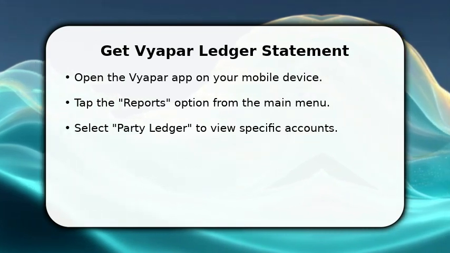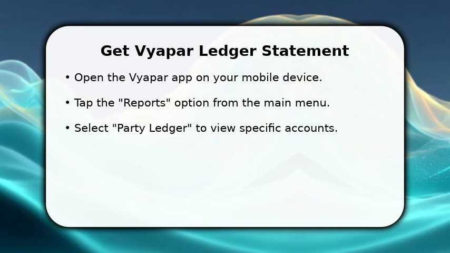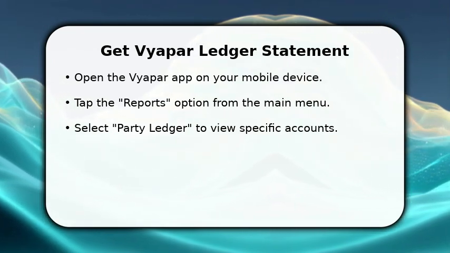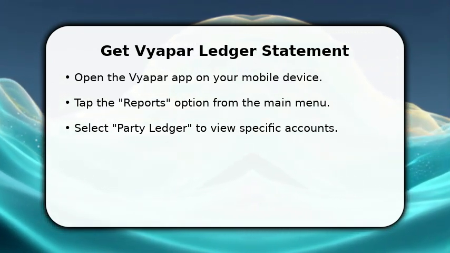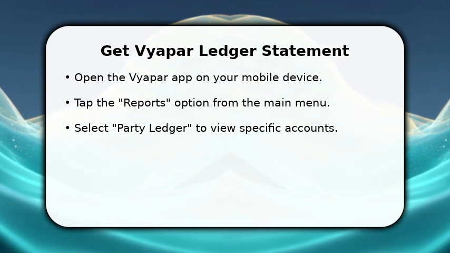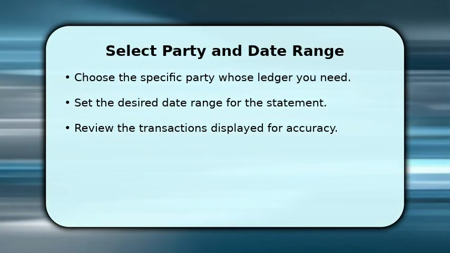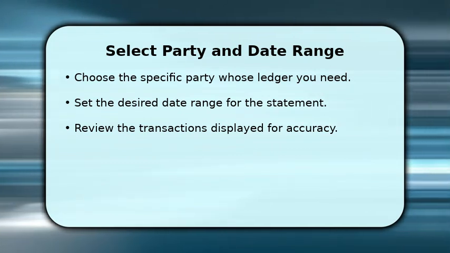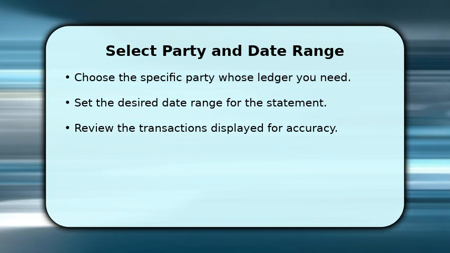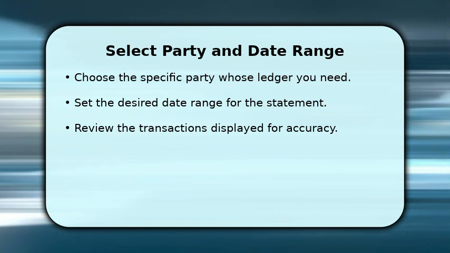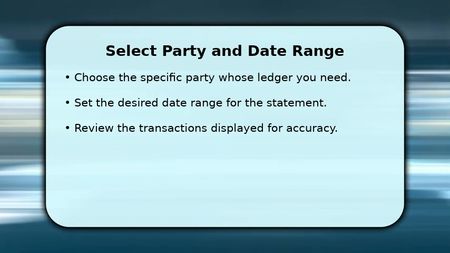Next, select Party Ledger to access individual account details. This step is crucial for viewing specific customer or vendor transactions efficiently. Once in the Party Ledger section, you'll need to select the particular party for whom you want the statement. After choosing the party, specify the date range for the ledger. You can select a custom period or use predefined options. Carefully review all the transactions displayed to ensure everything is accurate and complete before proceeding to the next step.